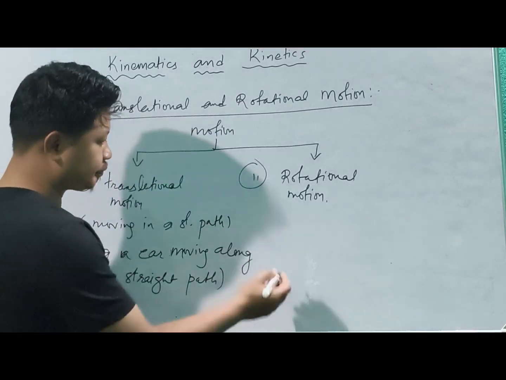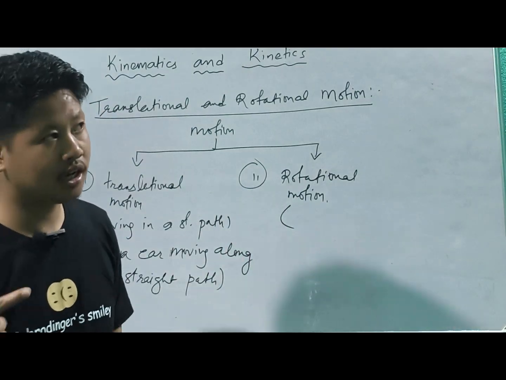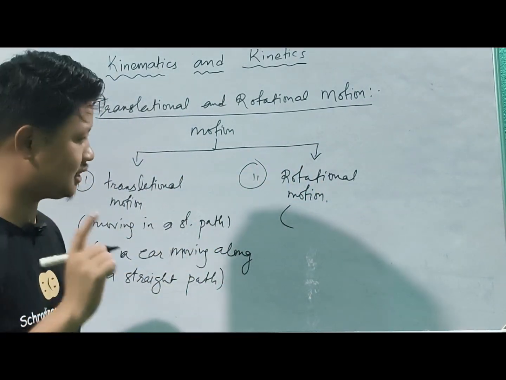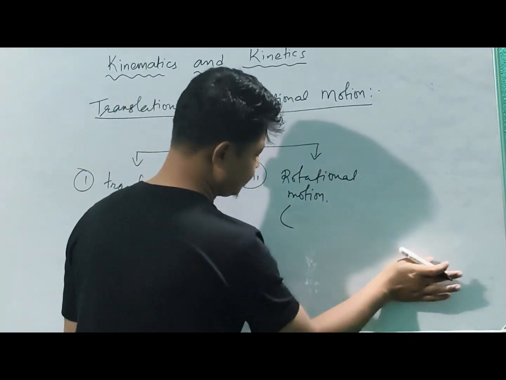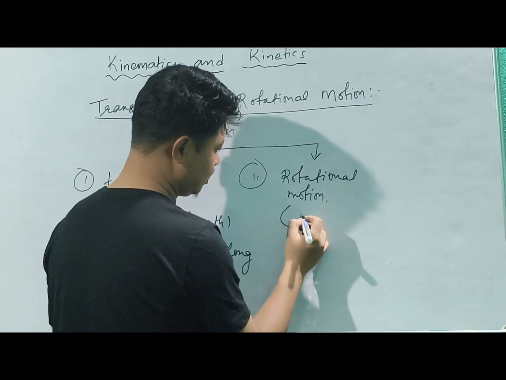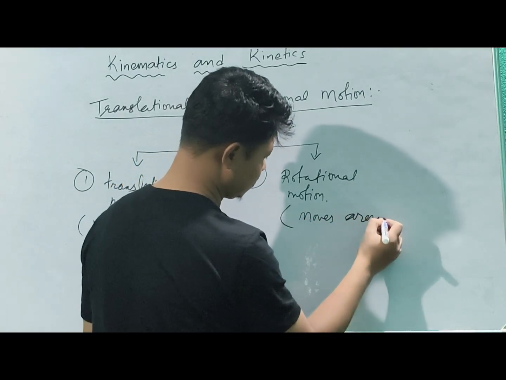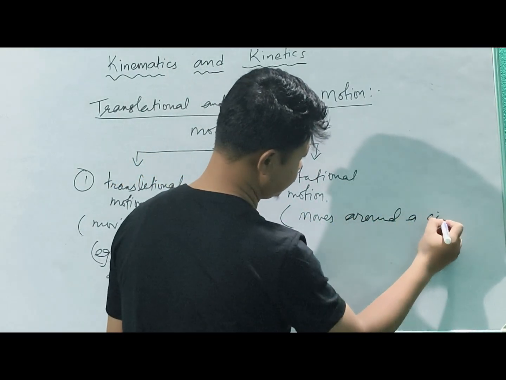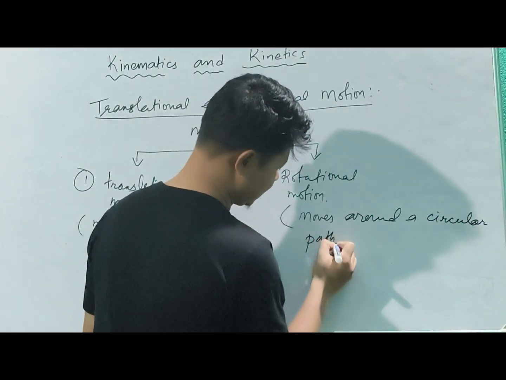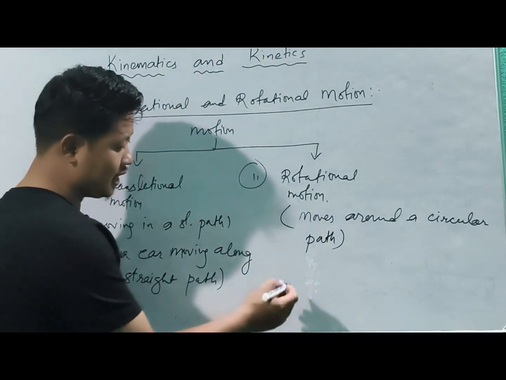In rotational motion, if any object moves around a circular path with a fixed axis, that is called rotational motion. So in rotational motion, the particle moves around a circular path. Clear?